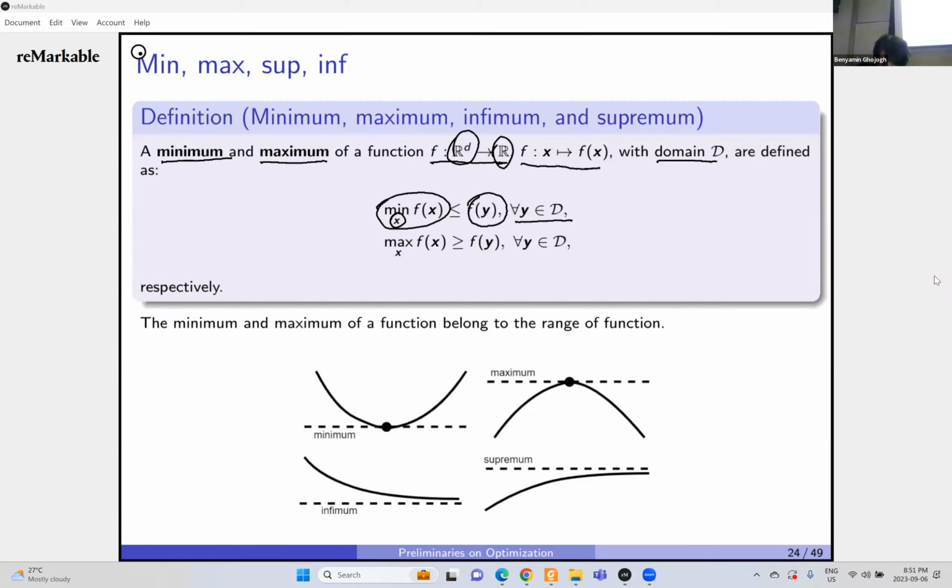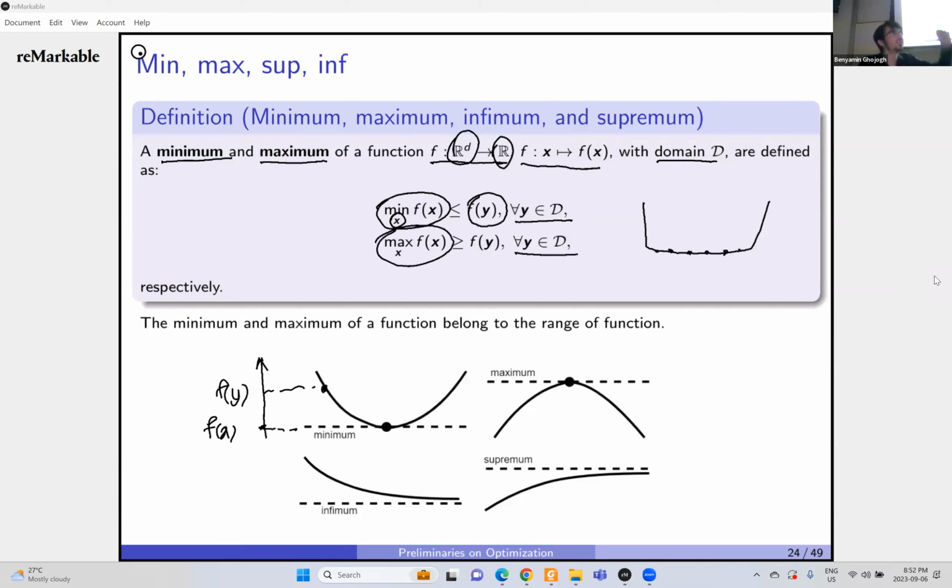Consider this. The function value of this point is here, the function value of this point is here. f of x, f of y. f of x is less than f of y, right? Less than or equal. Why? Because, for example, consider this function. All of these are minimum. The other way around is maximum.